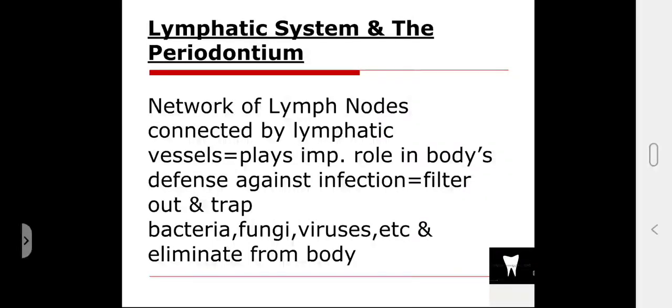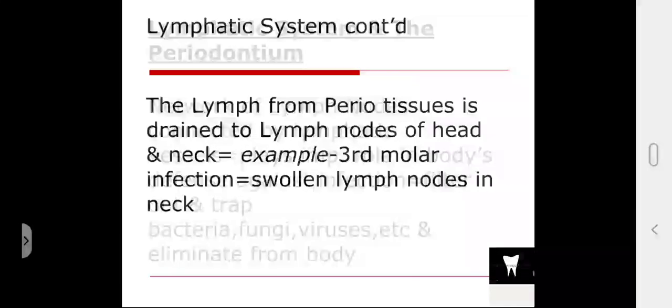The lymphatic system and the periodontium, it's very important to understand that there's a network of lymph nodes connected by lymphatic vessels, okay? Why I bring this up, it's part of our anatomy, and it plays such an important role in our body's defense against infection, okay? They filter out and trap. They're so important, these lymph nodes. They trap bacteria, fungi, viruses, etc., and eliminate them from the body when the lymph nodes are in a state of health.